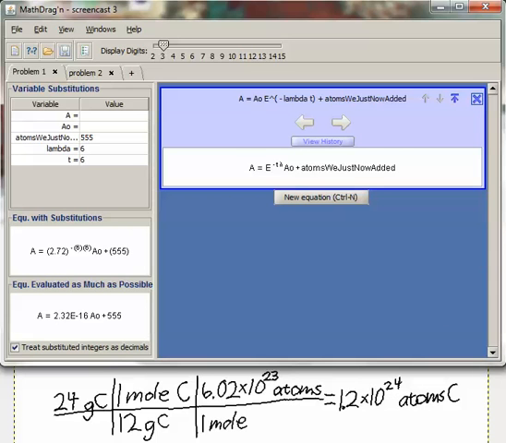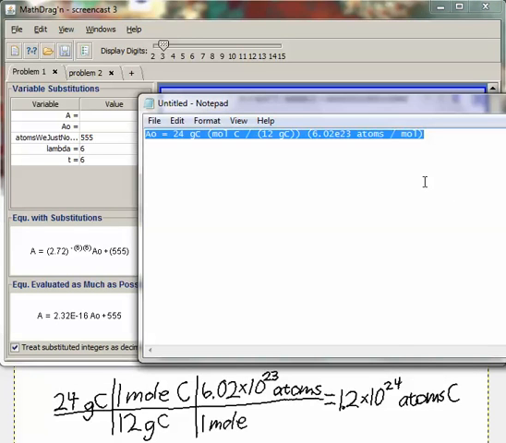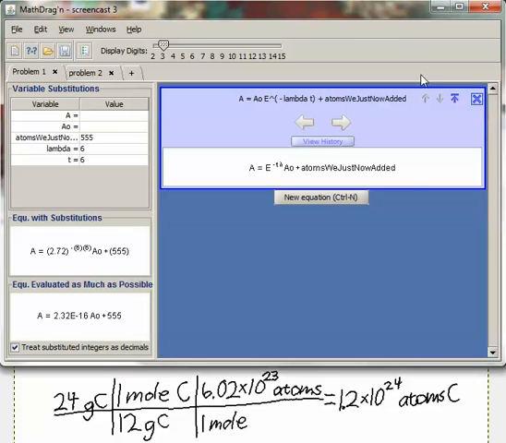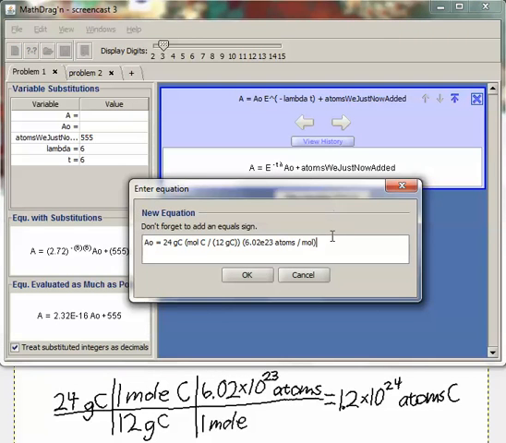I already typed out how to do it in MathDragon so that I wouldn't have to bore you by typing it out in front of you. Here's the 24 grams of carbon. Here is this part of the dimensional analysis. And here is this part of the dimensional analysis.